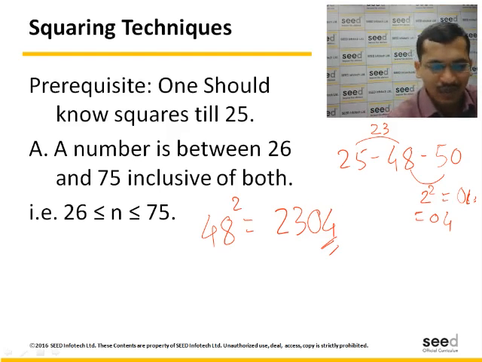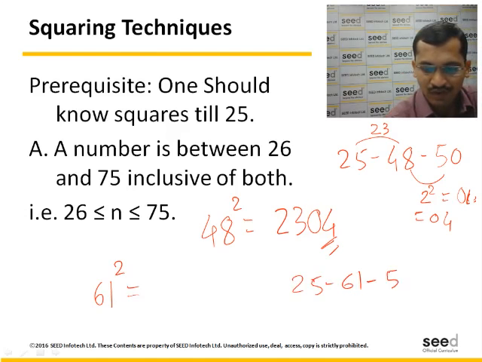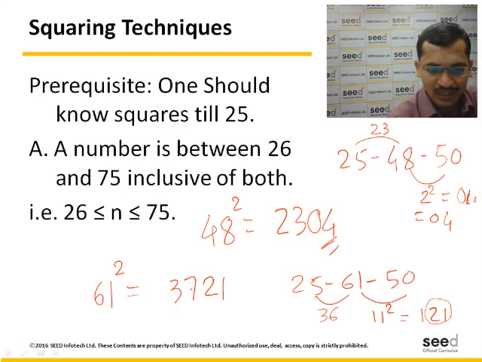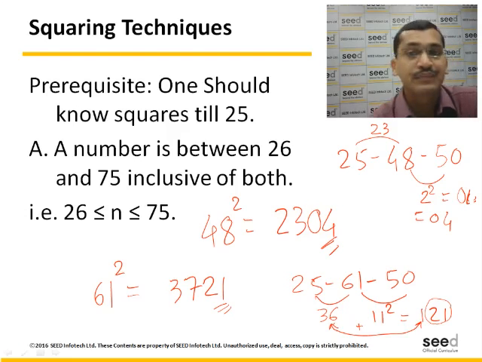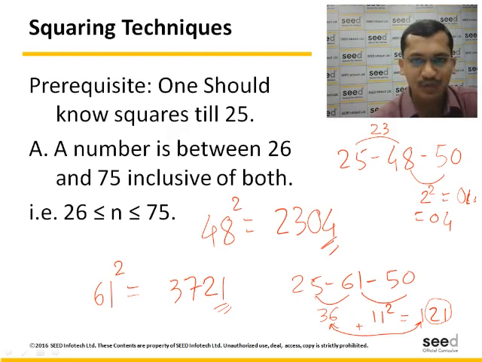Last, and then we'll go to the next method. Now let's say the number is 61. Correct? So 25, 61, 50. 11 square is 121, so this 21 is to be taken as the last two digits. Now this difference is 25 plus 11, 36. 36 plus 1, 37. Carry.